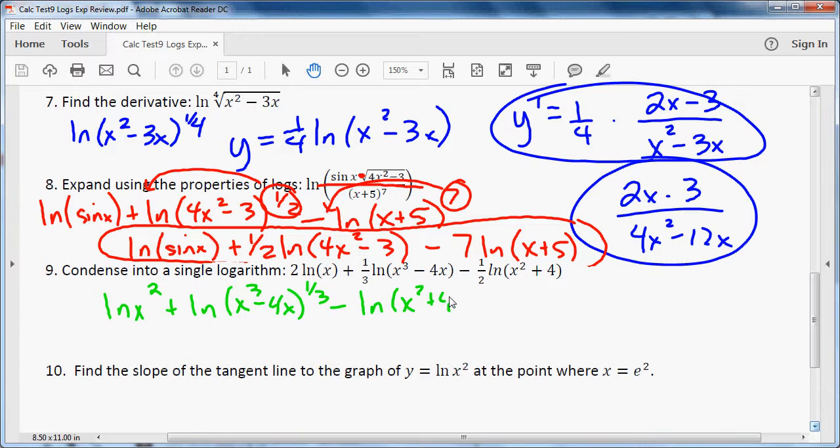Last one, number 10. Find the slope of the tangent line to the graph y equals natural log of x squared at the point where x equals e squared. Notice we're not asked to find the equation of a tangent line. We're just asked to find the slope. Well, the slope of the tangent line is the derivative. So while they may be using different math language here, they're really just saying what is the value of the derivative of this equation at e squared. So we'll start by finding the derivative.